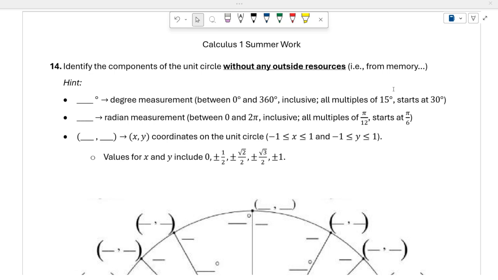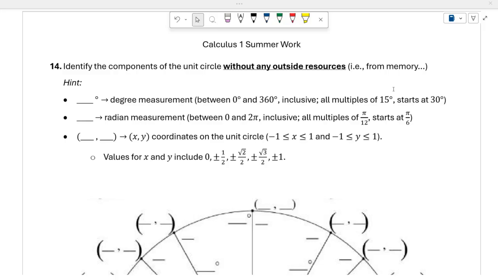So, try to do this just you and the paper, right? Nothing else. And if you struggle with it, feel free to look it up and then try it again. And this video will also show you how to reason through the entire unit circle if you have to fill in a blank one, okay?